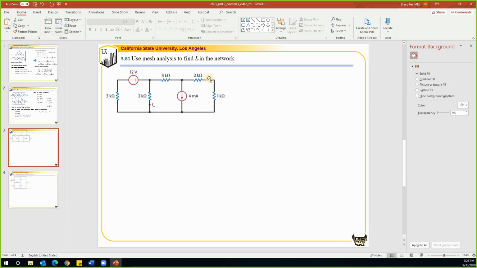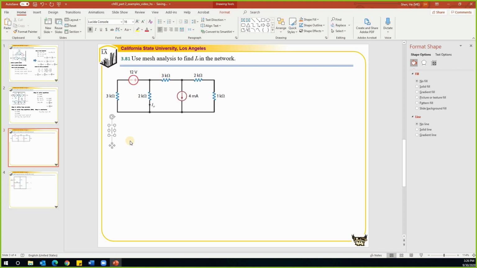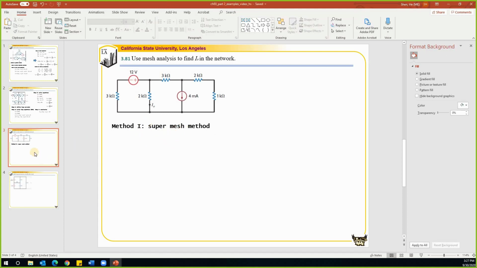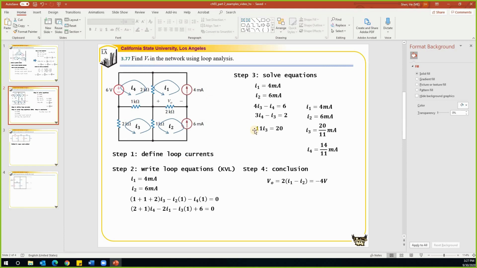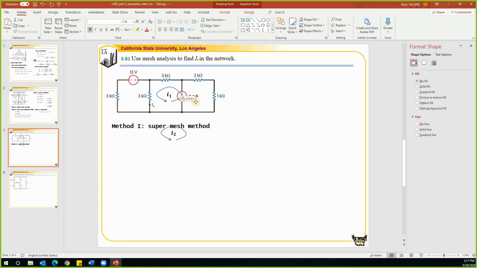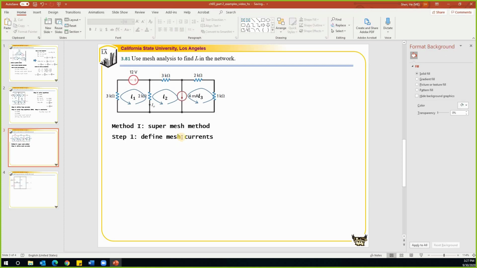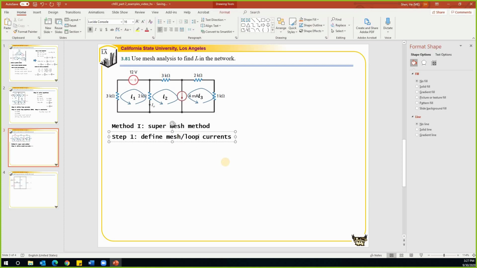So in this problem, we're going to use both of two different methods to solve this, and you will see the difference. Alright, so let's first use the Supermesh method. Method 1, Supermesh method. In Supermesh method, we define the mesh current as usual, as how we do for the other problems. For example, we can define our mesh currents like this. Let's start from here then. So mesh 1, mesh 2, and mesh 3. Step 1, define mesh currents. We already did that. You can also say define loop currents because meshes are special loops.